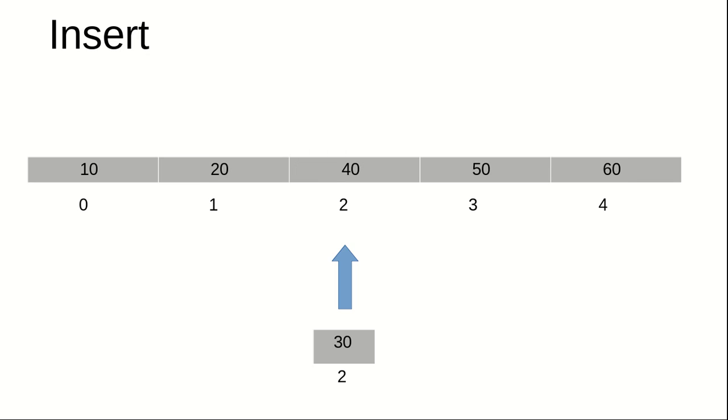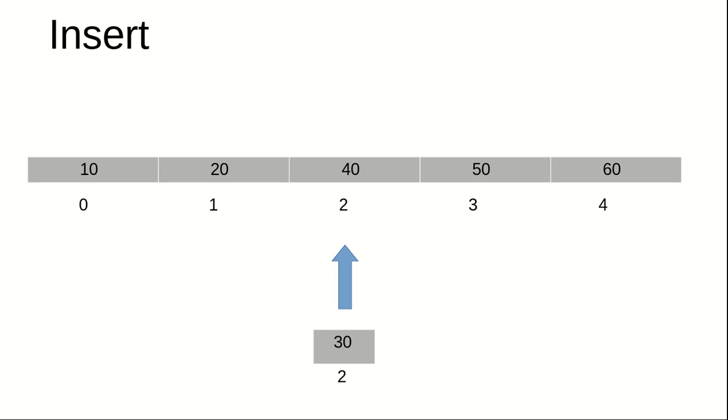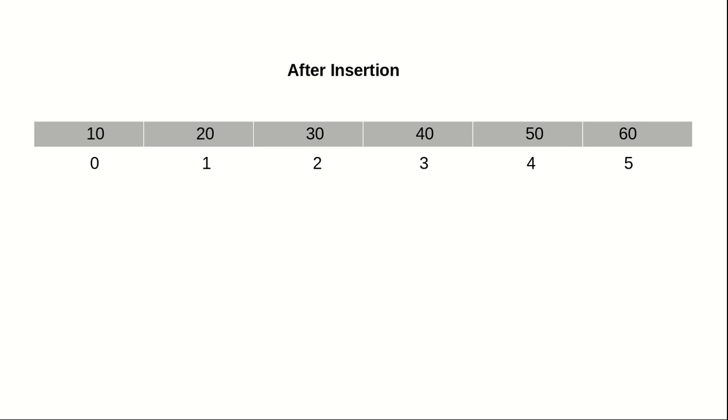So in the memory it looks like this. We have 10, 20, 30, 40, 50, 60. So the index values of 40, 50, 60 are 2, 3, 4. As I inserted 30 at position 2, the values of these indexes are incremented by 1.